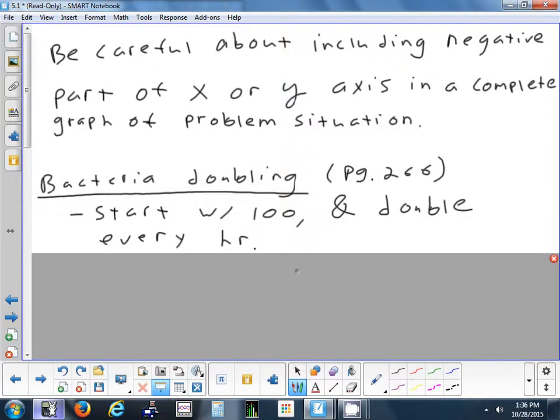All right, so we're going to start with 100 bacteria. It's going to double every hour.